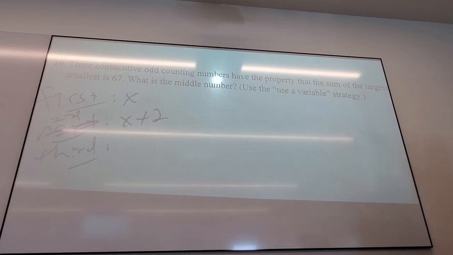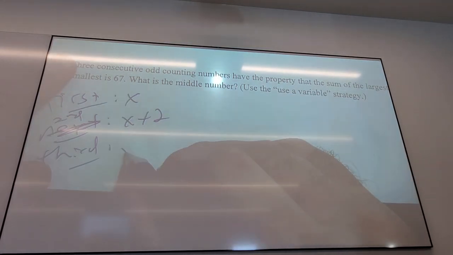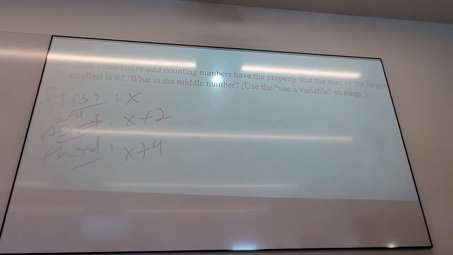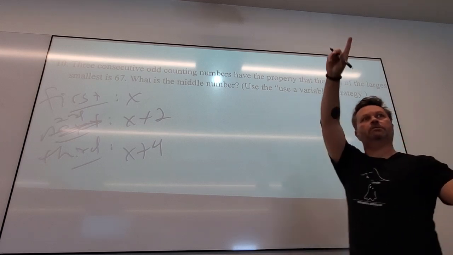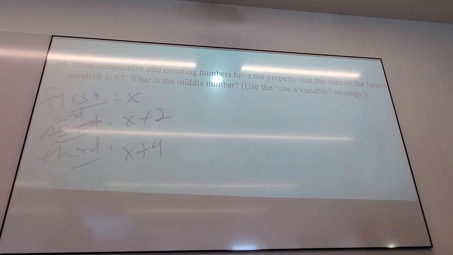Every odd number is how far away from the next one? 2. So if I start at 3, how do we get to 5? Add 2. If I start at 3, how do we get to 7? Add 4. So if the first one's x, the next one must be 2 more than that, and the next one must be 2 more than that. This works for even or odd numbers, all separated by 2. Are you guys with me? If it just said consecutive numbers, that would be x, x plus 1, x plus 2, because every number is 1 away from the next one.